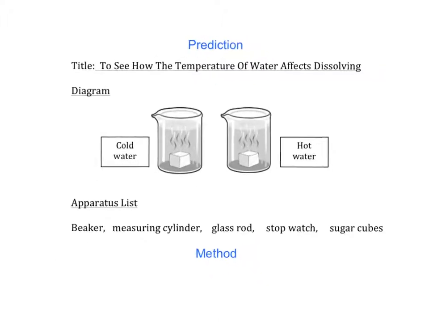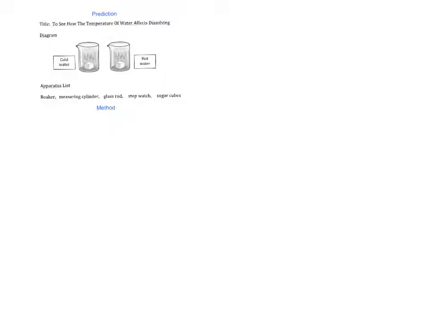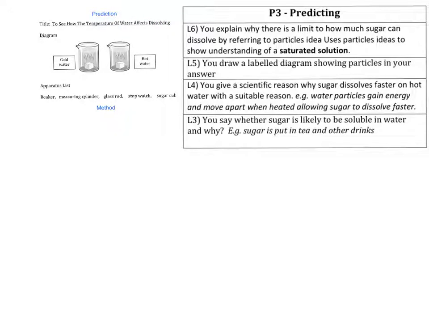First, we'll concentrate on what gives a good mark for your prediction. Here is a level ladder. The higher up you go, the more marks you get. So at the beginning, you just have to say whether sugar is likely to be soluble and give a reason. To be more scientific, you need to give a reason that uses particles in your answer. So particles of water move apart, which allows dissolving to take place.